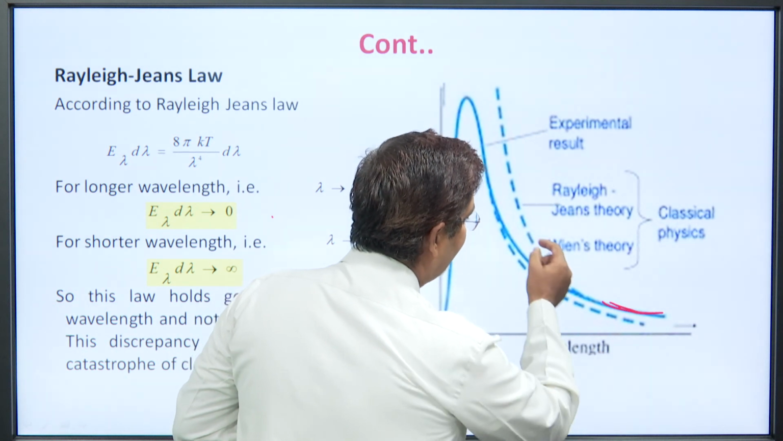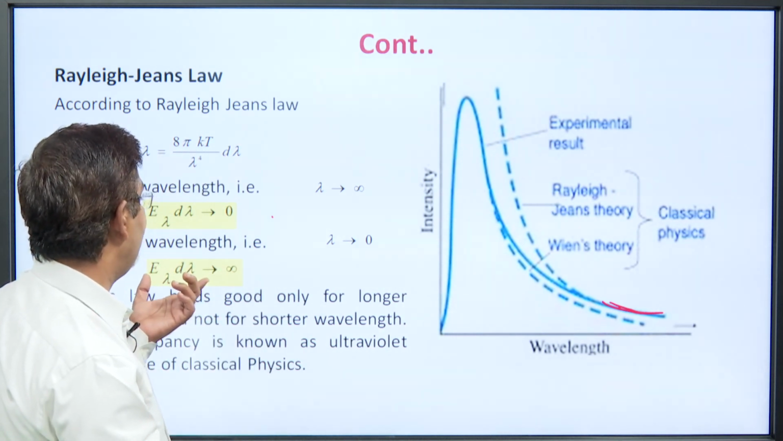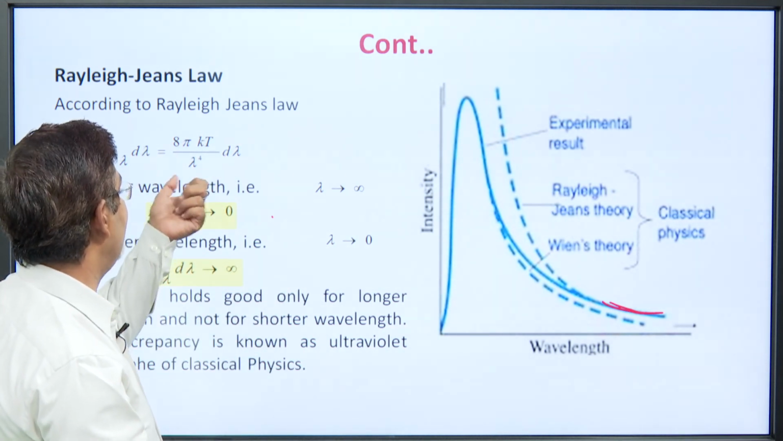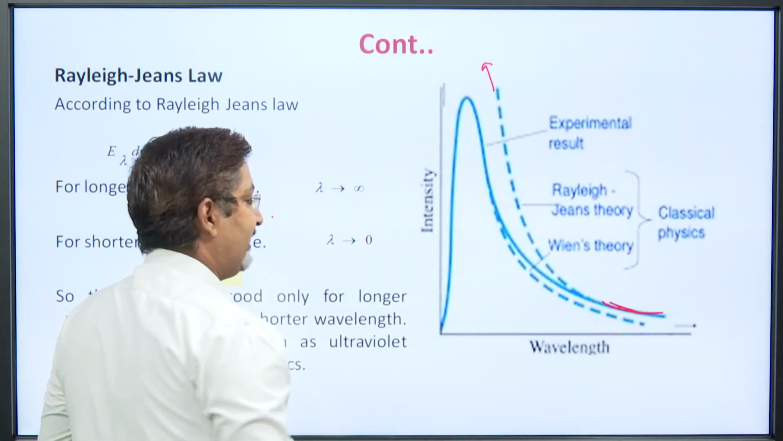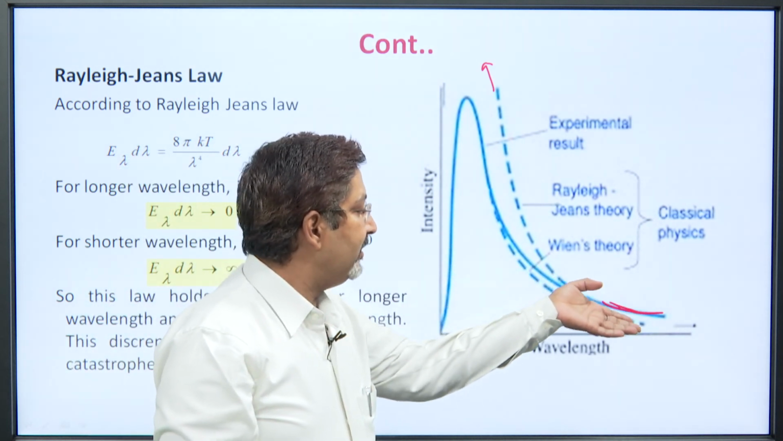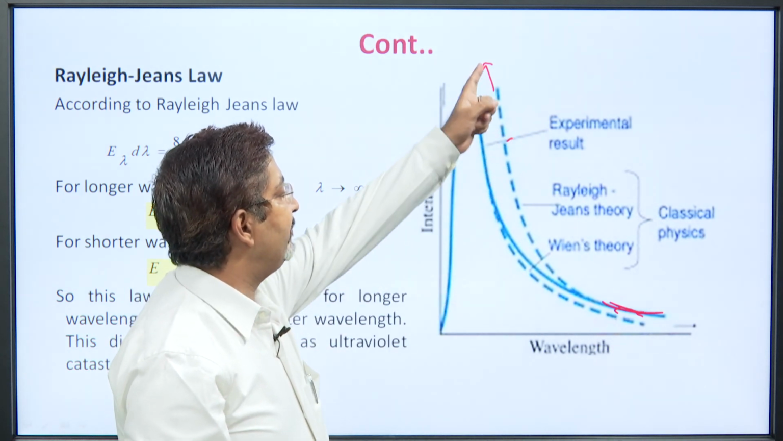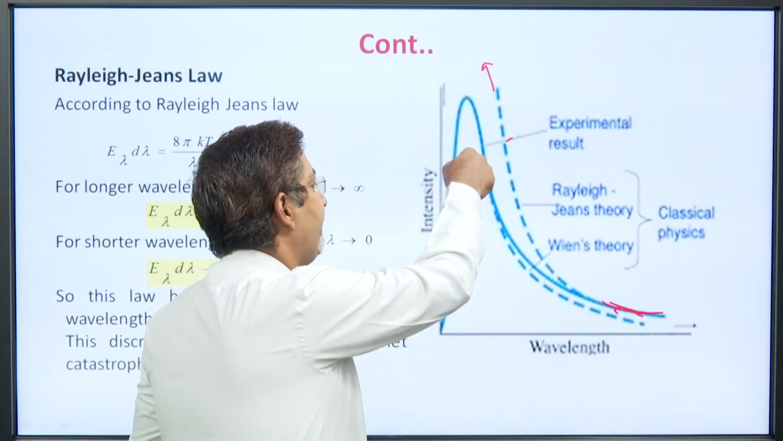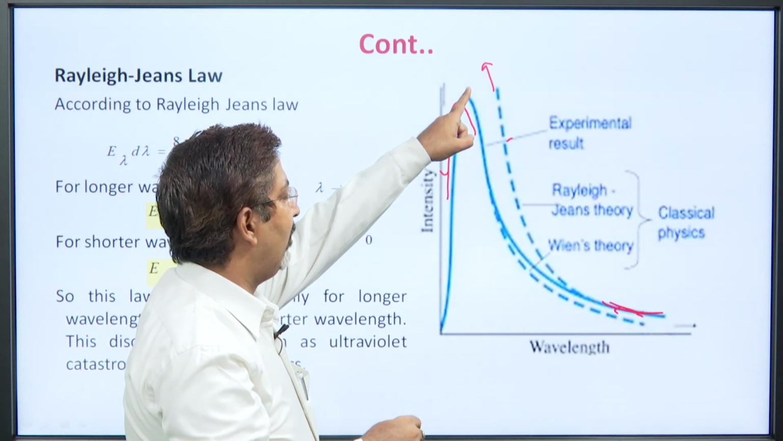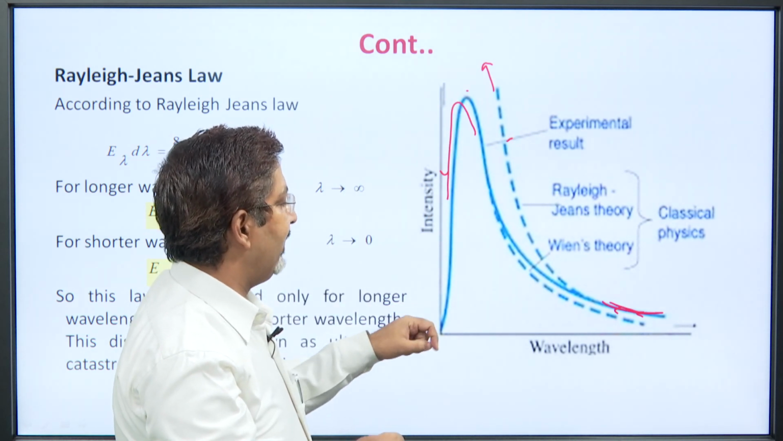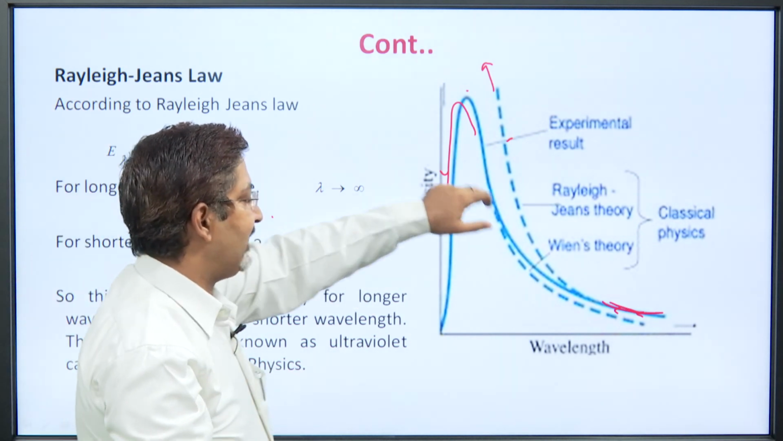For longer wavelength this formula satisfies the curve, but when we talk about shorter wavelength, lambda tends to 0, 1 upon 0 is infinite, so it goes to infinite. That is totally in disagreement. For longer wavelength it matches the experimental curve, but for shorter wavelength it goes to infinite. Instead, the actual curve gets a peak and again goes to the lower side. So there is total disagreement of the Rayleigh-Jeans law with the experimental curve.